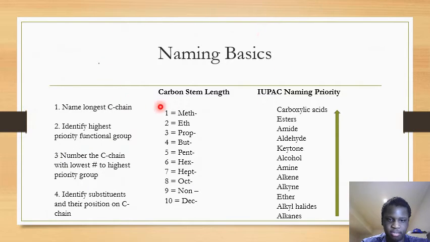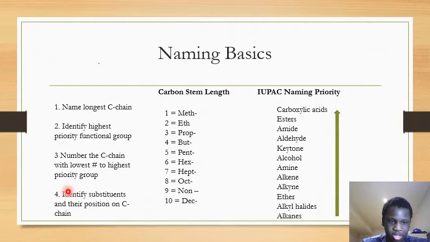To name organic molecules, the first step is to name the longest carbon chain. To do this, we have to see how many carbons long it is, and we give it its designated carbon stem name. So for one carbon it would be meth, and for two it would be eth. Those are some examples. We also want to identify the highest priority functional group. Over here we see the IUPAC name priority, giving an order from the bottom, where it's the least priority, to the top, with the highest priority.